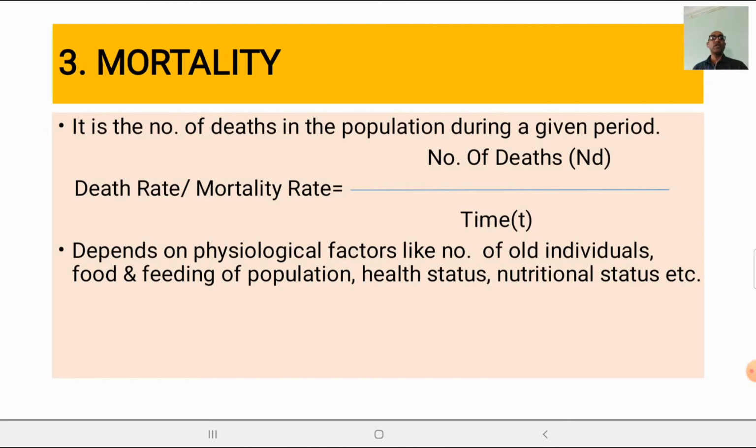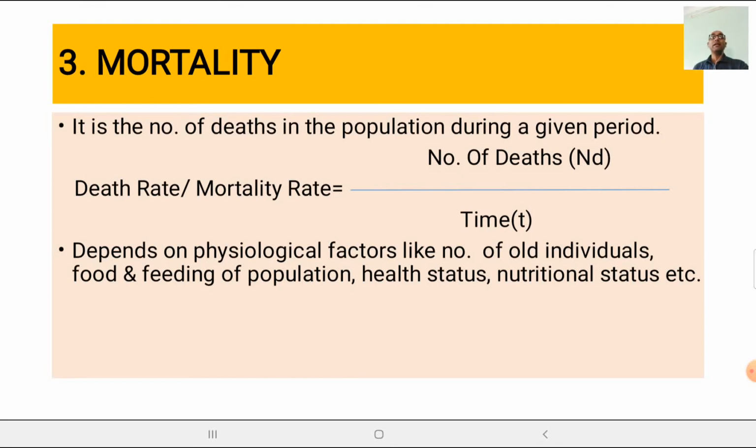It depends on physiological factors like the number of old individuals, food and feeding of the population, health status, nutritional status, etc. All these factors determine the death or mortality of a population. The more old individuals there are in the population, the more likely the mortality rate is to be high. Food, health status and nutritional status also determine the mortality of the population.